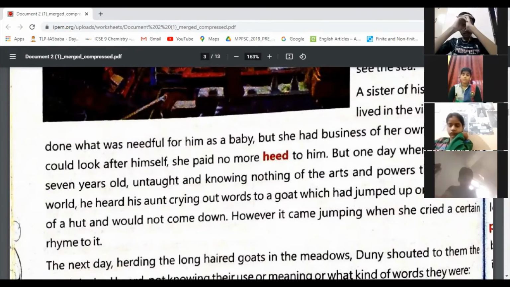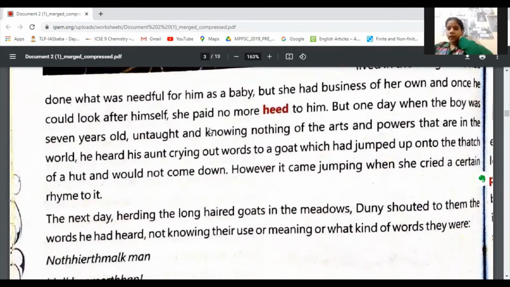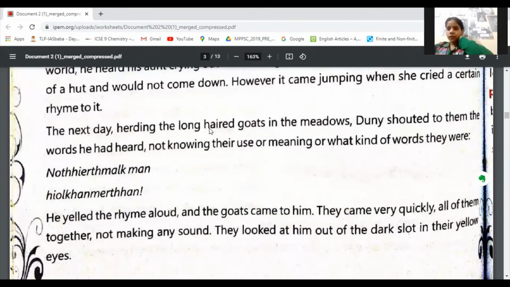Yes, Akshita, you can read ahead. The next day, herding the long-haired goats in the meadows, Duni shouted to them the words he had heard, not knowing their use or meaning or what kind of words they were.